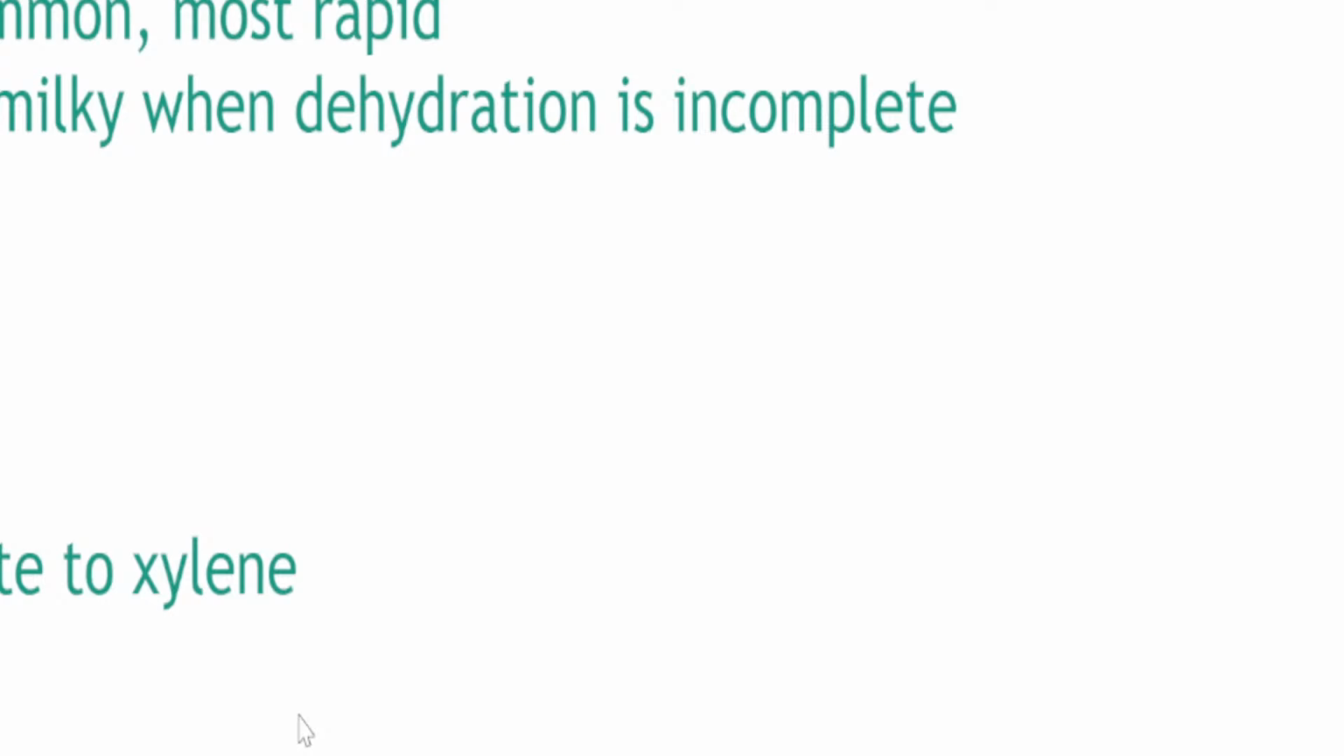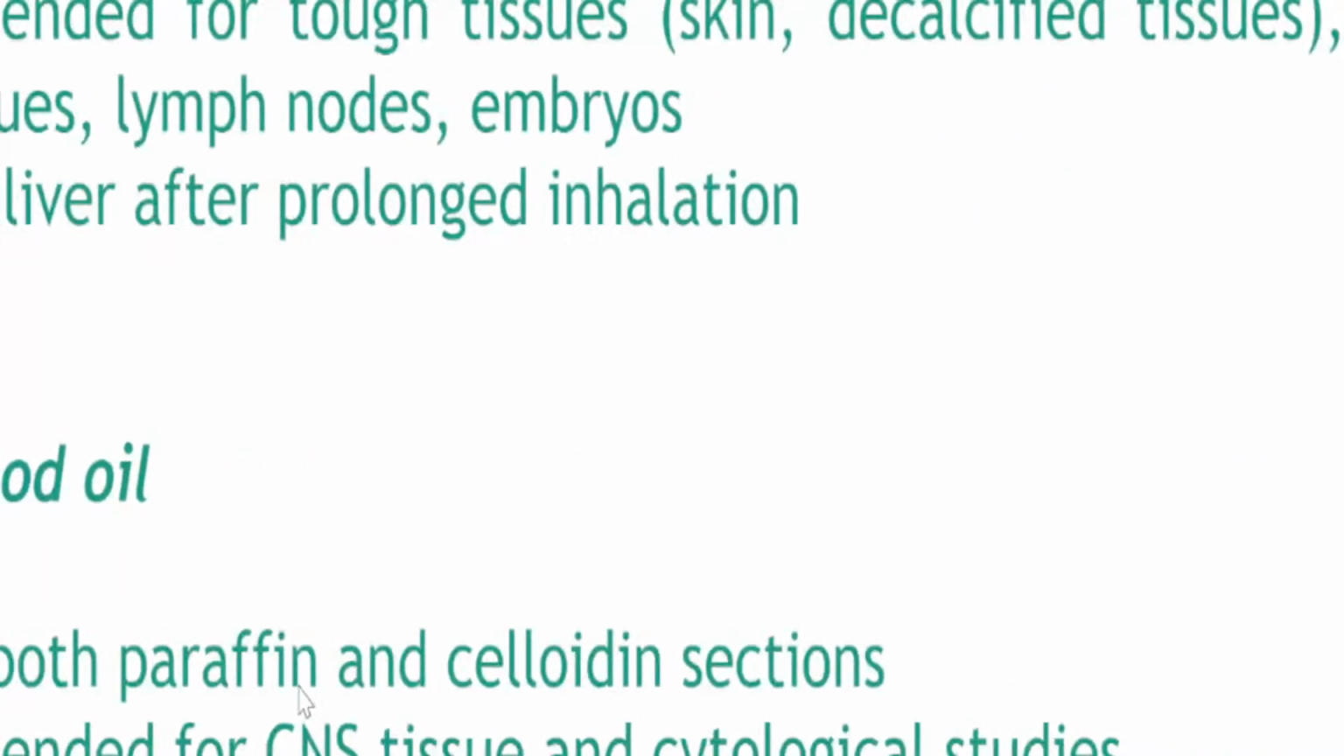What's the problem with benzene? Benzene rings cause problems. They are carcinogenic, right? Okay, next. Chloroform is also indicated here. It is recommended for tough tissues like the skin or the calcified tissues, nervous tissues, lymph nodes, and embryos. The main health issue with this one is that it can affect the liver if there is prolonged inhalation.